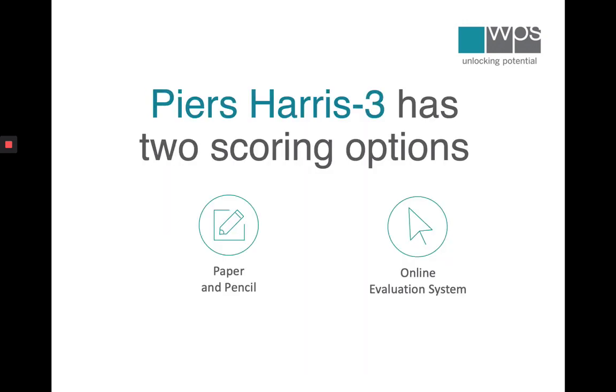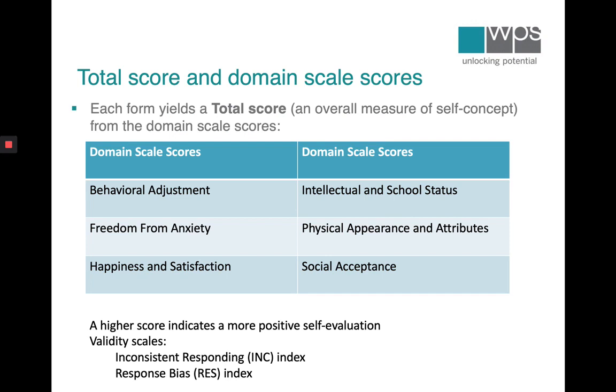The Piers-Harris 3 has 2 scoring options, paper and pencil, or via our online evaluation system. When scoring the Piers-Harris 3, you're going to get a total score, and then you're going to get domain scale scores, which comprises the overall measure of self-concept. So those domain scale scores that you're going to get are behavioral adjustment, freedom from anxiety, happiness and satisfaction, intellectual and school status, physical appearance and attributes, and social acceptance. So as you can see, it's a nice measure of different facets of self-concept in children.